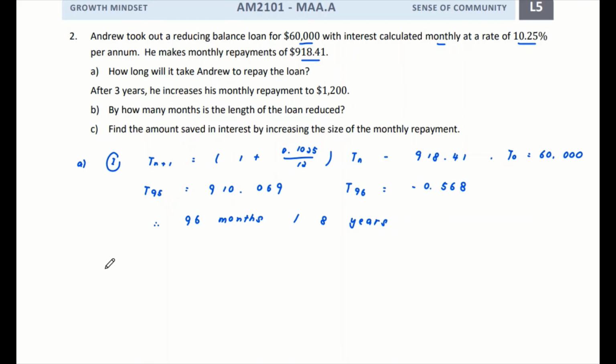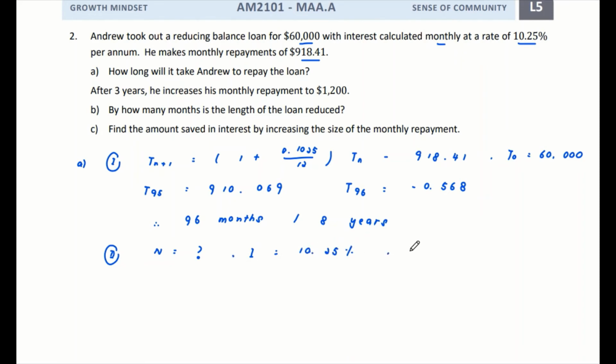Then after that, part 2, same thing. We can try to use our finance solver to do that. So we are finding what is our N that is required to finish the payment, right? Then after that, when we move on, we can find out the I is equal to 10.25%.